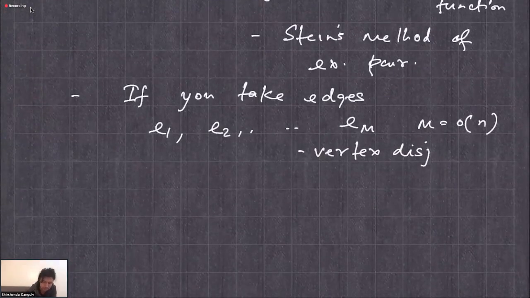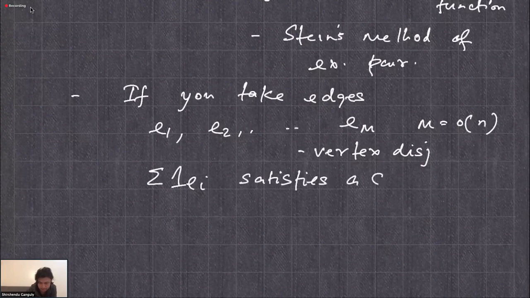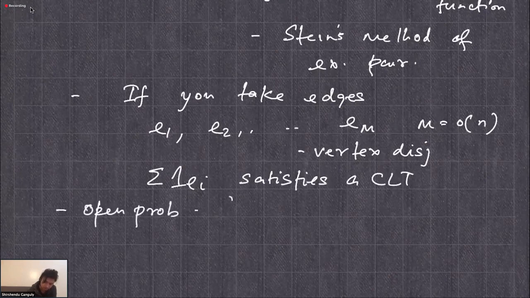Then indeed they satisfy a CLT. So whether this edge is present or not satisfies a CLT as n grows to infinity. But it's an open problem, I think of much interest, to prove a full CLT.